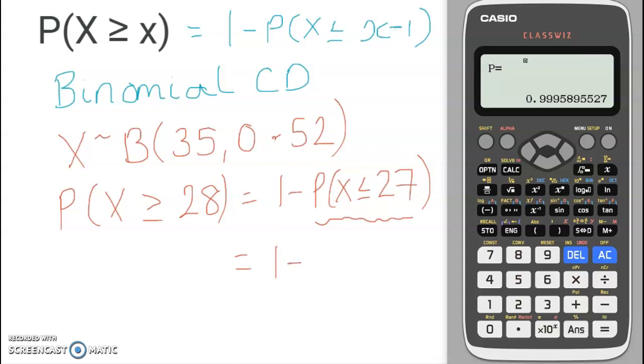So, using my Menu, 7 for distributions, I scroll down to binomial CD. I'm going to put in my x is 27 and under. My n is 35 and my p is 0.52. This gives me my probability of 0.9994 and subtracting from 1, 0.0006.